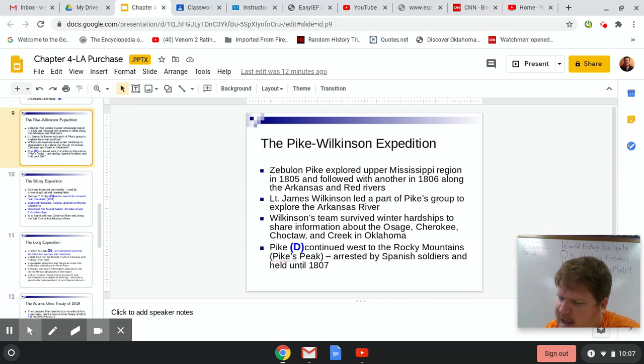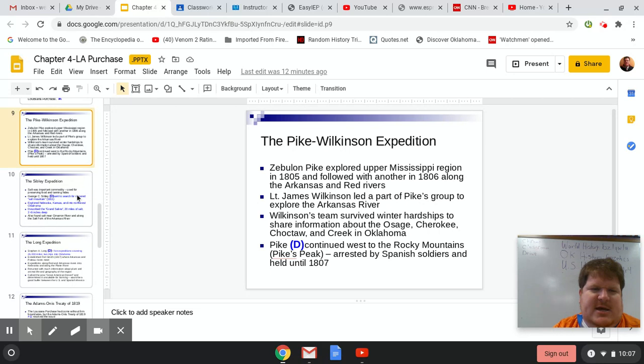We would see that Pike would want to continue forward. He obviously did not want to just stop there. They were able to successfully talk to some of the native tribes and get them to replace the Spanish flag with the American flag. But we would see that Pike would want to move further, and he goes into the Rocky Mountains, where he finds Pike's Peak, one of the mountains there, and ultimately, though, is running into the Spanish and is arrested by the Spanish soldiers and held in 1807.